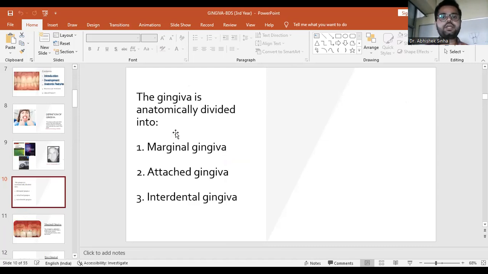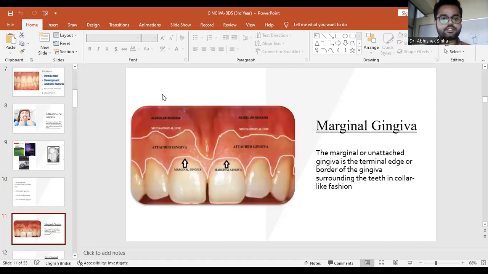Now anatomically, gingiva is divided into three parts. You have marginal gingiva, attached gingiva, and interdental gingiva. Now, what is what? Let's see. This is the gingiva which is surrounding exactly your tooth surface, covering it around the necks of the teeth. This is your marginal gingiva.